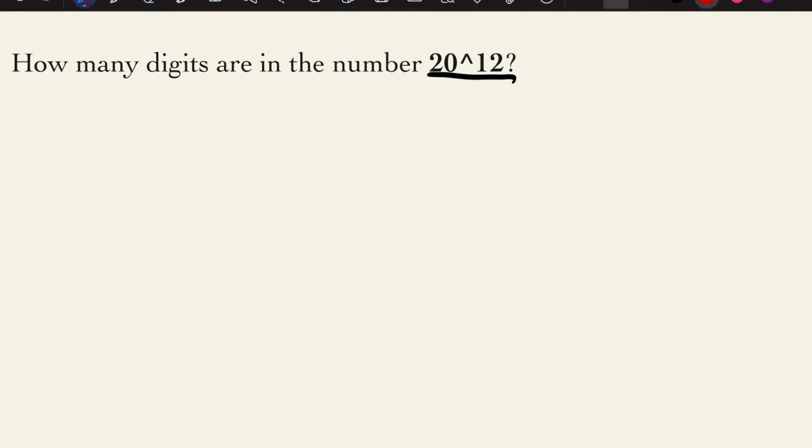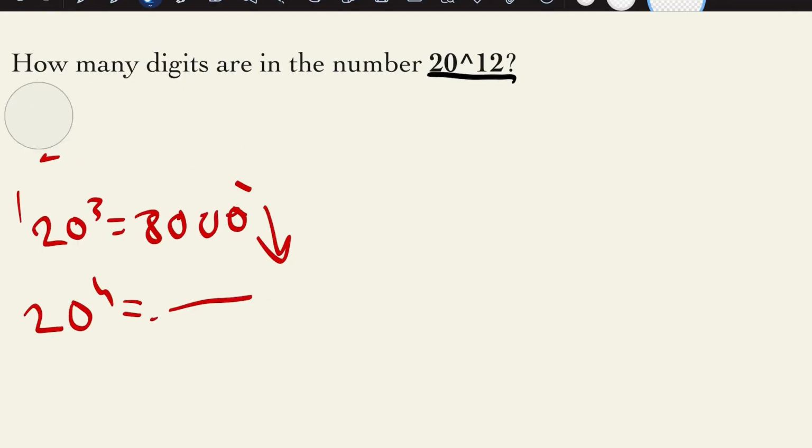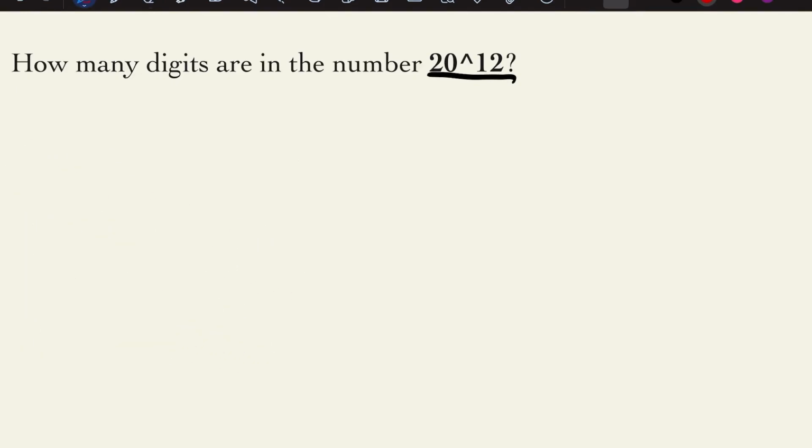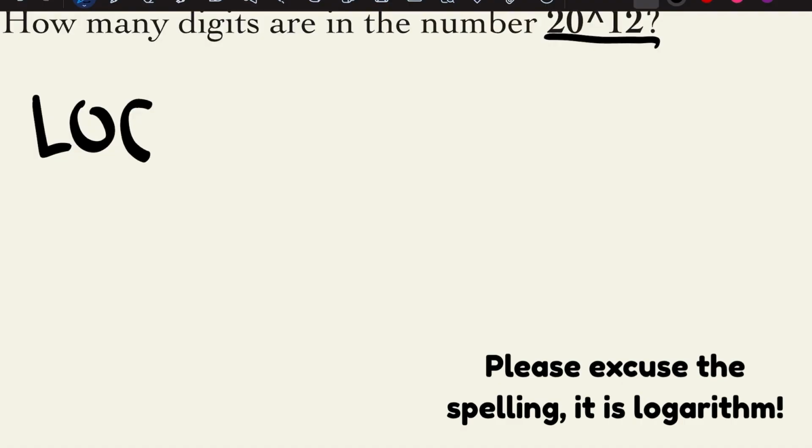Now you might go on and try to work it out, like 20 raised to the power of 2 is 400, then we move on to 20 raised to the power of 3, which is 8,000, and then 20 raised to the power of 4 is blah blah blah, and you keep going on like that, but it may be very tedious work to go on and on like that. What if I told you that there's a way to do this in just a minute? Yes, you heard me right. 1 minute is all you need to answer this question. Really, really easy. So, let me introduce to you the hero of this video, logarithm.